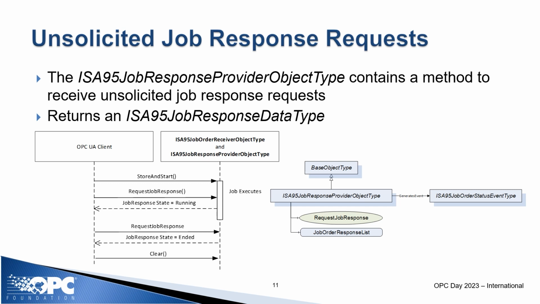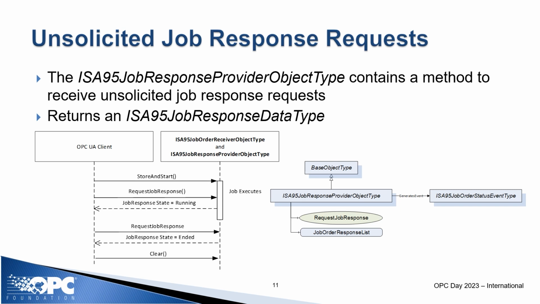Now, how does this work coming back? Well, coming back, essentially, here's the unsolicited job response request. The unsolicited one says I have this job response provider object type, and it contains a method to receive the unsolicited responses. So I've got an OPC UA client, and that client is basically going down and saying, okay, start the job. And then at some point in time, the client comes back and polls and says, hey, what's the status of the job? Is it ended or not? Is it running, etc.? It does a request job response.